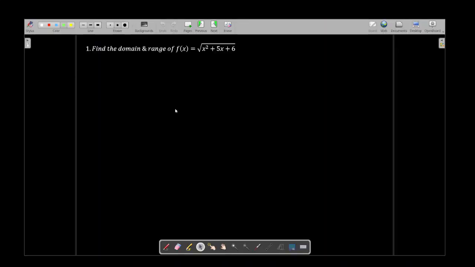Hello and welcome. This video will try to solve problems of this kind, square root of quadratic functions. I'll tell you the procedure to do it. First, we have to check whether the roots exist or not. Here we have a is equal to 1, b is equal to 5, and c is equal to 6. So let's find the discriminant.